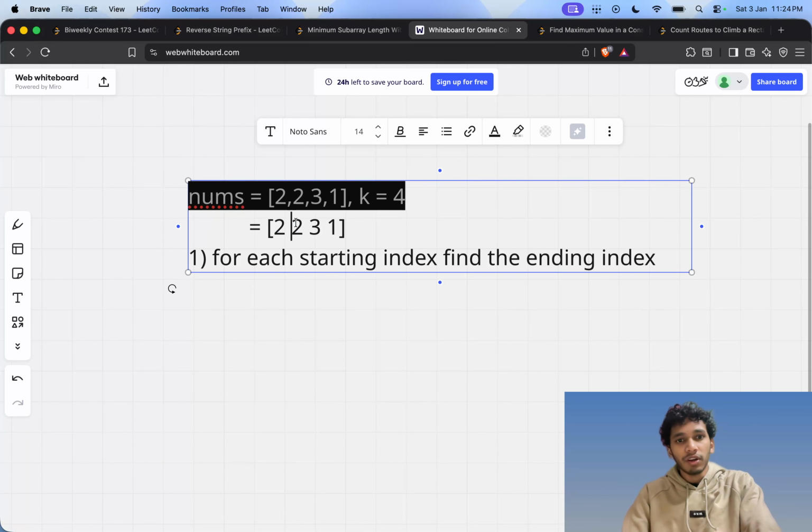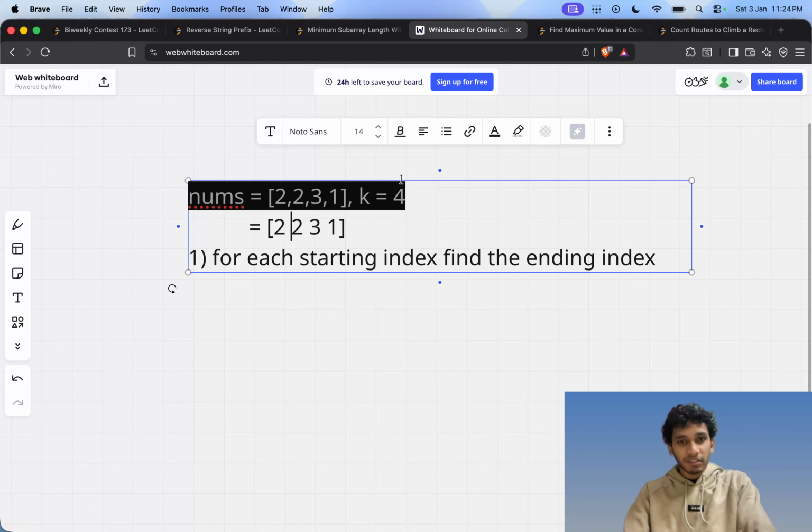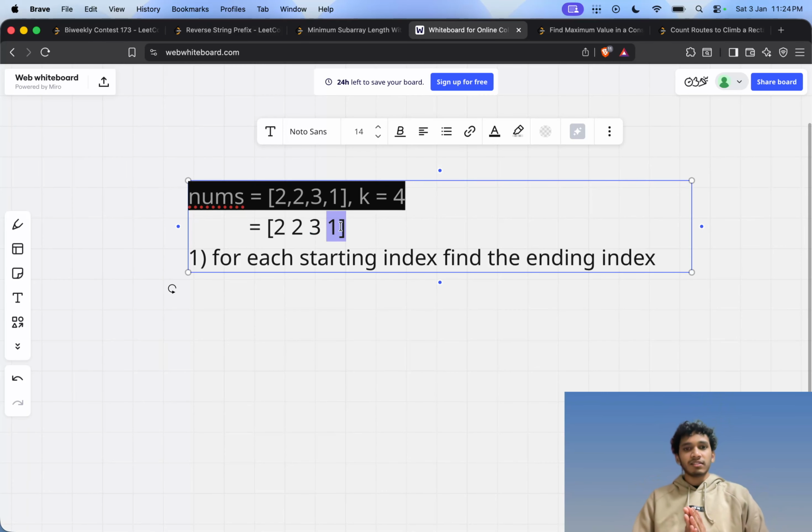Starting from second index, what is the index that gives us sum greater than equal to 4? It is index 3, because 2 plus 3 is equal to 5, which is greater than equal to 4. Now for this 3, what is the index? It is fourth index. Sum is 3 plus 1, 4, which is greater than equal to 4. Now for this one, no such index exists. So among all these starting index, the minimum possible ending index need to be found, and the length of that particular substring is a contender for minimum length of the string, which gives sum greater than equal to k. Okay.